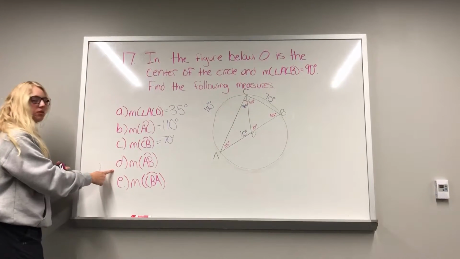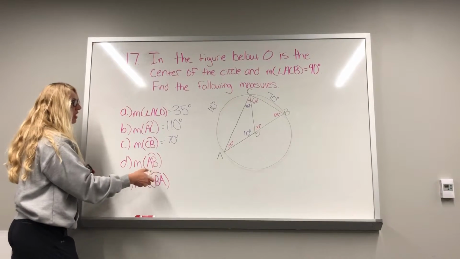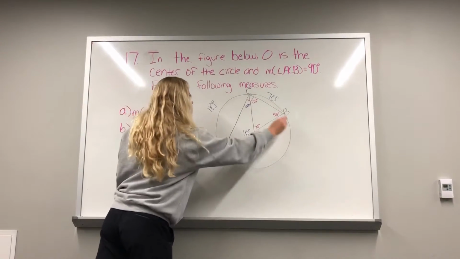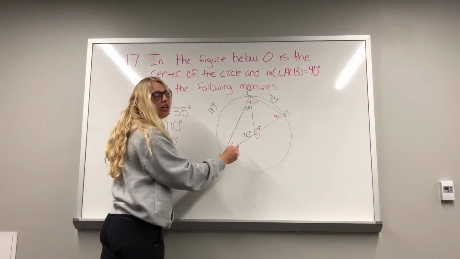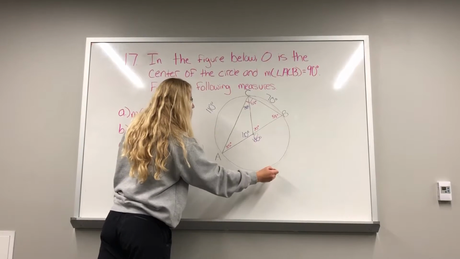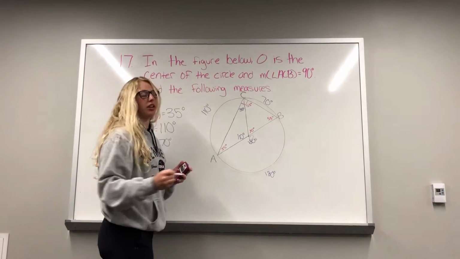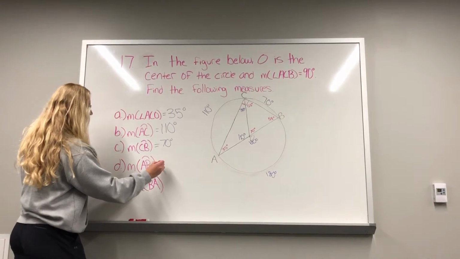Now for question D, we're going to find the measure of the arc AB, which is this whole long arc right here. And since we know that this right here is 180 degrees, that means the measure of the arc is also going to be 180 degrees. So the measure of the arc AB equals 180 degrees.